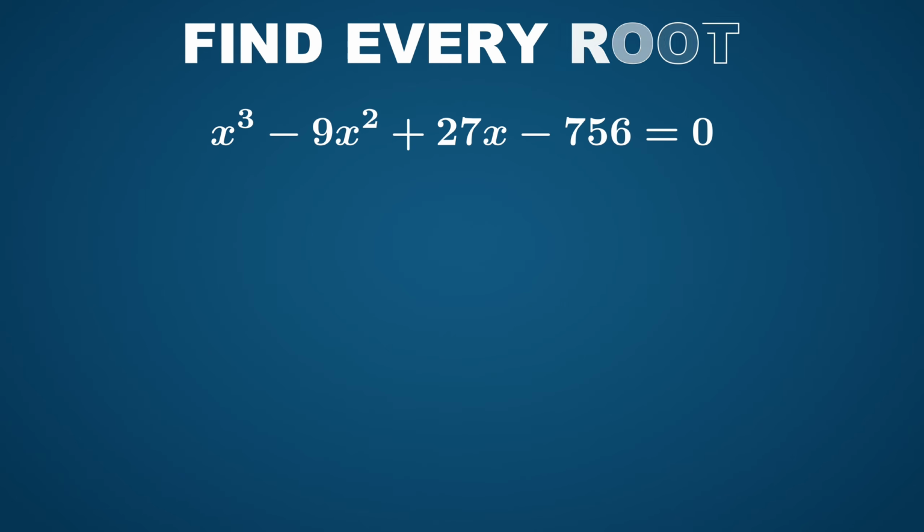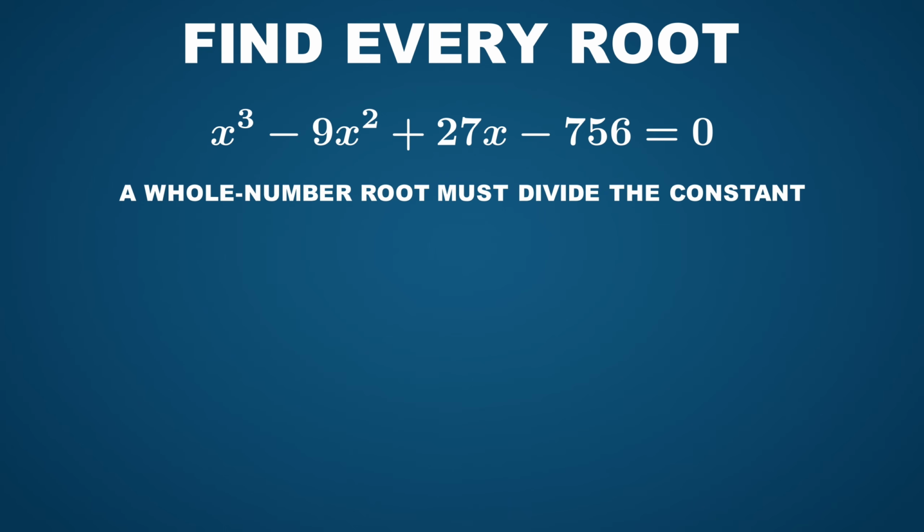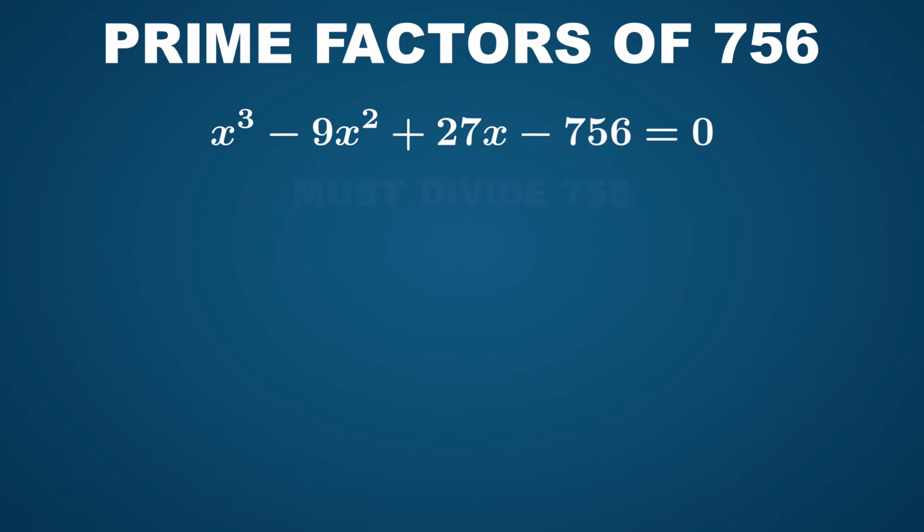The task is to find every x that makes this cubic 0. The leading coefficient of our cubic is a plain 1. In that case, any whole number root must divide the constant term. So every whole number root has to divide 756 with no remainder. Let us break 756 into prime factors to see those divisors.